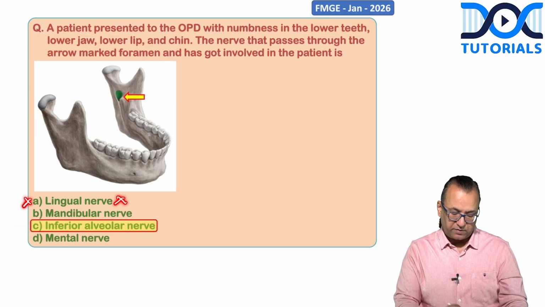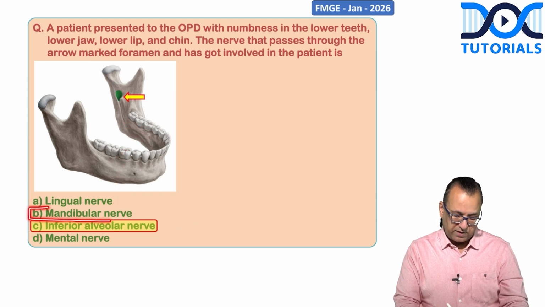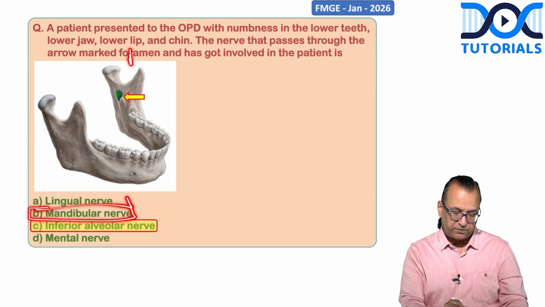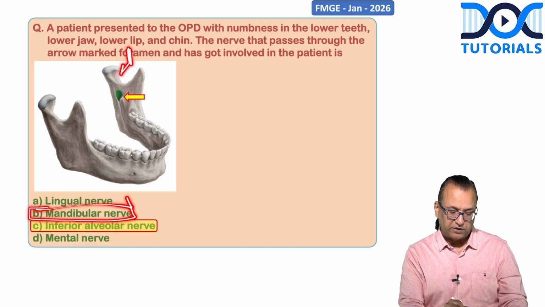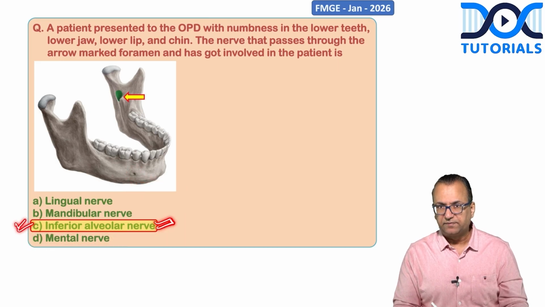The lingual nerve cannot be the answer because the lingual nerve will be running here, supplying the anterior tongue, general sensation. The mandibular nerve cannot be the answer because the mandibular nerve has already given this posterior division and anterior division. It is not in relation with the mandible as such. And it cannot be the mental nerve, because the mental nerve will be coming from the mental foramen and supplying the chin area. So the only possible answer is choice number C.